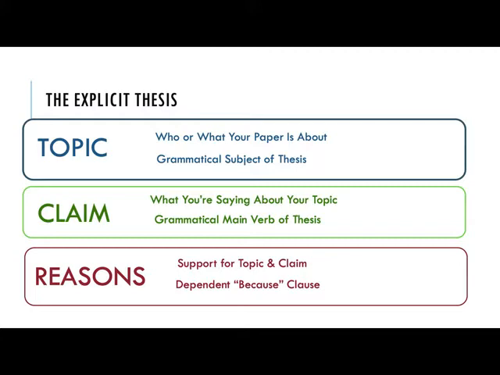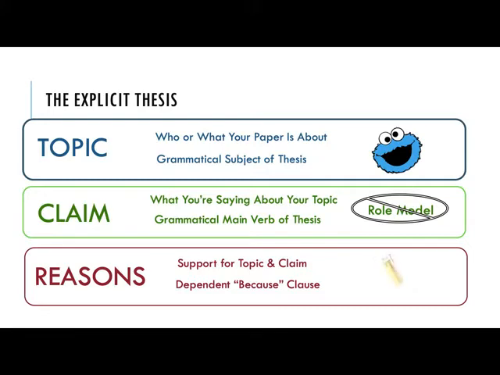For our example today, our topic is going to be Cookie Monster. Our claim is going to be, he's a negative role model for children. And we're going to have two reasons why he's a negative role model for children. And that's because he has poor grammar and poor diet.